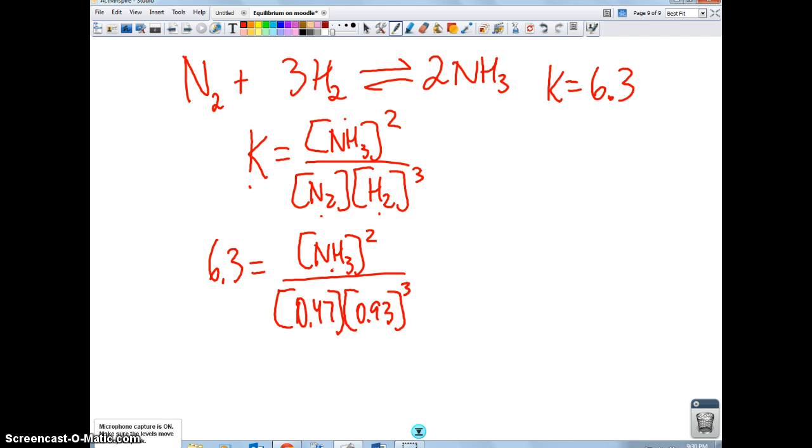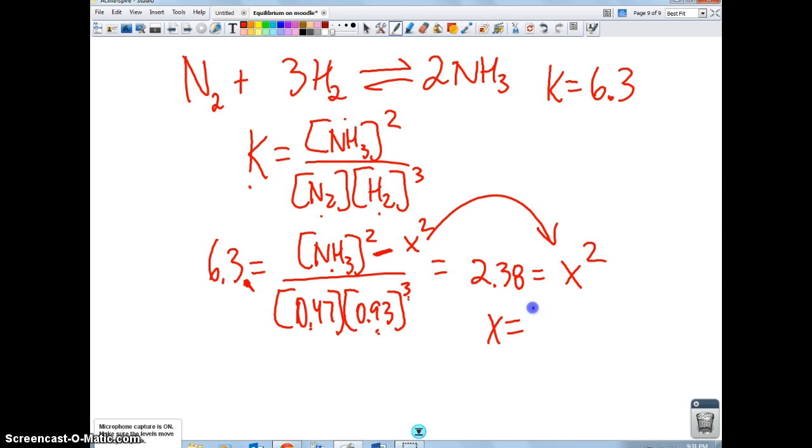It just becomes an algebra problem, so when I rearrange and do this problem, I can end up with 2.38 equals X squared. So the idea behind this is when I cube, not cube root, cube 0.93 times 0.47, and I cross multiply to get it on the same side as 6.3, that isolates this thing by itself. That is going to be X squared. So 2.38 equals X squared. I take the square root of that answer, and my final answer of X, the concentration of the ammonia at equilibrium, is going to be 1.54 molar.